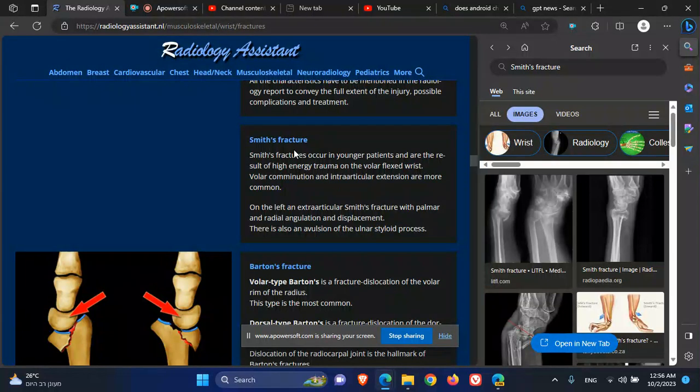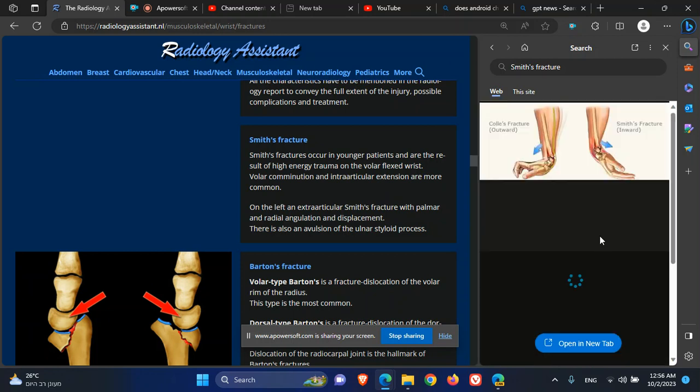Let's talk about Smith fracture. Smith fracture firstly occurs more commonly in younger patients. It may be extra-articular or intra-articular, but it is more commonly intra-articular compared to Colles fracture. And I compare it to Colles fracture not incidentally. Colles fracture and Smith fracture are like one and the opposite.